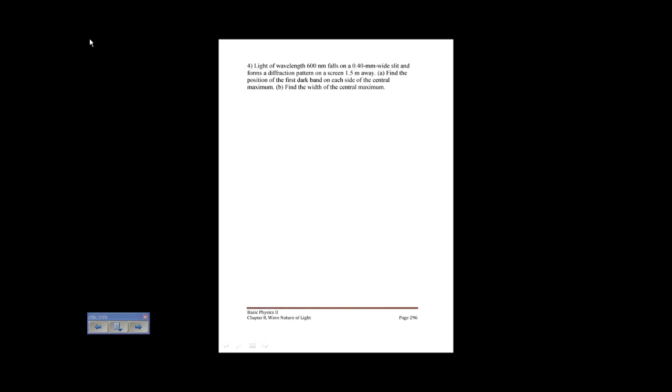Number 4, light of wavelength 600 nanometers falls on a 0.40 millimeter wide slit, forms a diffraction pattern on a screen 1.5 meters away. So lambda is 600 nanometers. This is a single slit, so I'll call the width of the slit A, 0.4 times 10 to the minus 3 meters. And L, the distance to the screen, is 1.5 meters. Find the position of the first dark band on each side of the central maximum, and find the width of the central maximum. This is basically exactly the same as the previous problem.